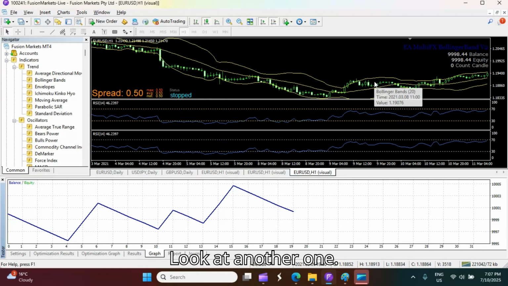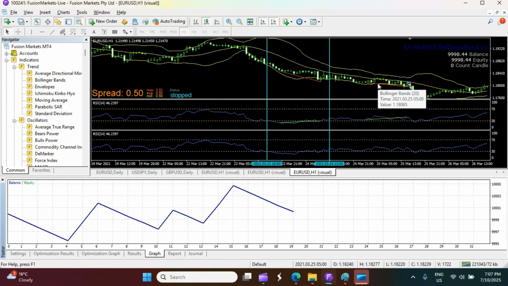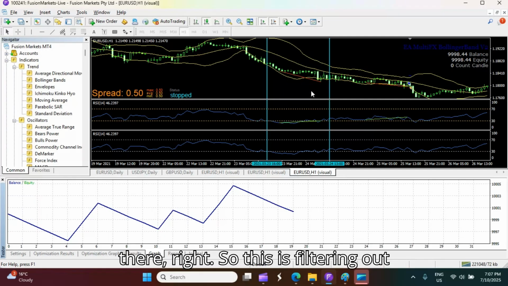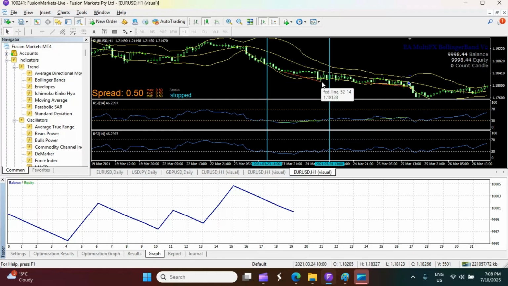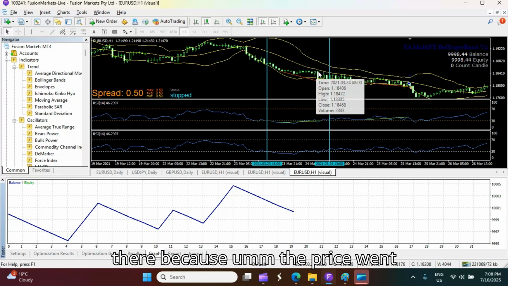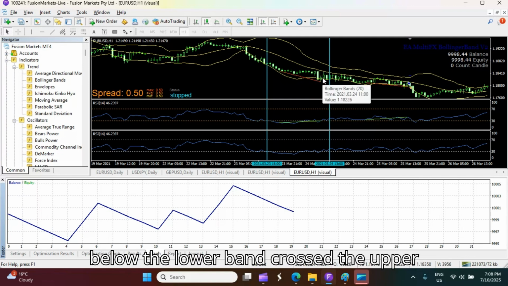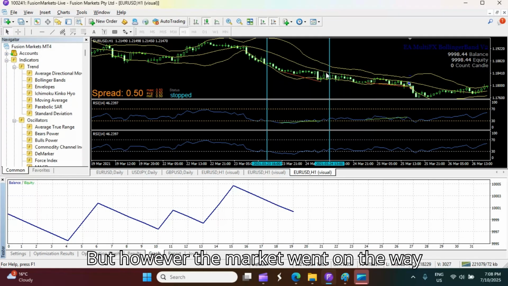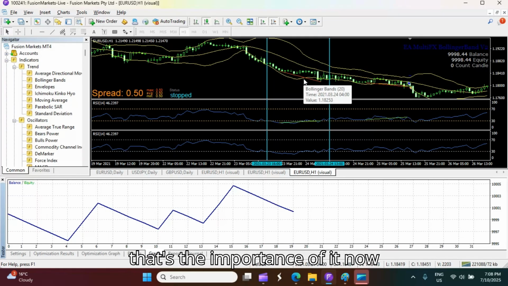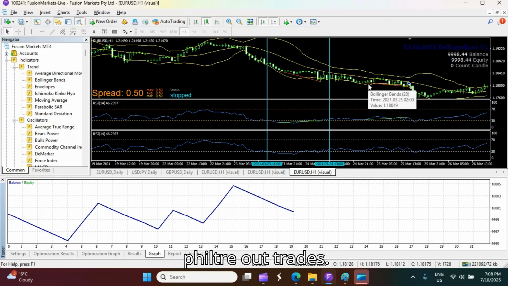Let's look at another one, right? There was no trade taken there, so this is filtering out trades. This is just to highlight that previously, without the engulfing pattern, this would have taken the trade right there, because the price went below the lower band, crossed the upper band. That should have taken a trade, but however, the market went on the way down. So if it filtered that out, right? That's the importance of now introducing an engulfing pattern to filter out trades.